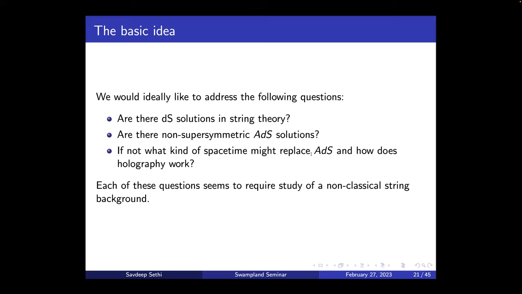Okay, thanks. So ideally, I would love to be able to answer the following questions, which I can't today, but I'll list them anyway. Are there any de Sitter solutions in string theory? That's our landscape question. Are there non-supersymmetric AdS solutions that we can robustly all agree exist? And if not, what kind of spacetime might replace AdS, and how does holography work? I actually would have commented on this today. There's a very weird connection with a kind of T T-bar deformed theory that seems to be natural in this context, but I think it will take us too far afield to discuss. Anyway, each of these questions seems to require some study of a non-classical string background. So let's try and understand what that might mean.